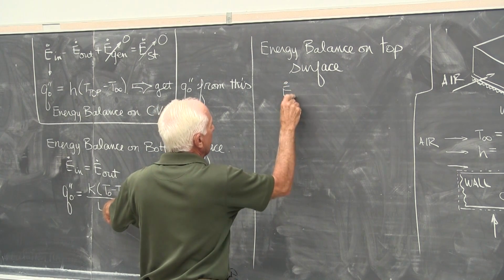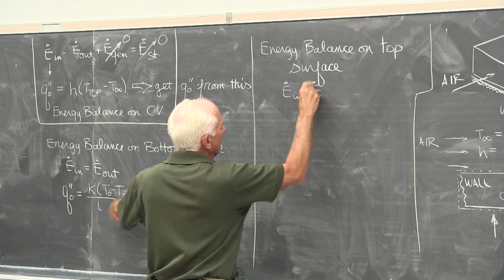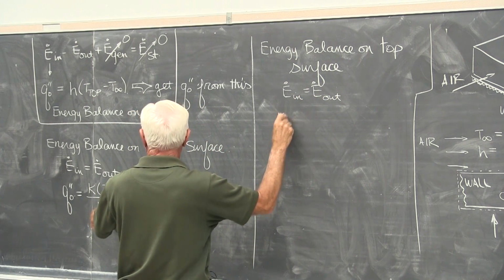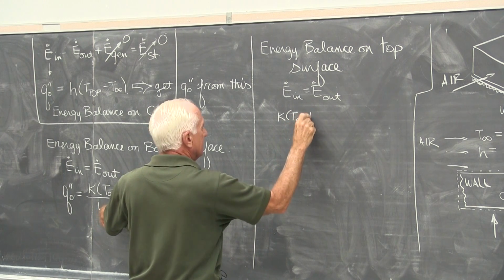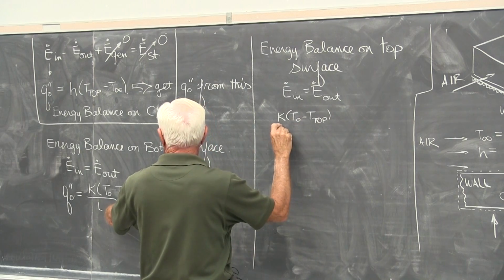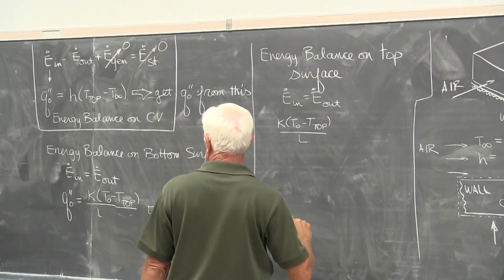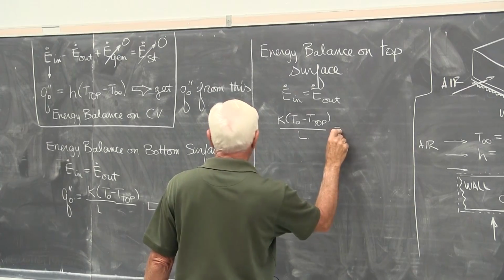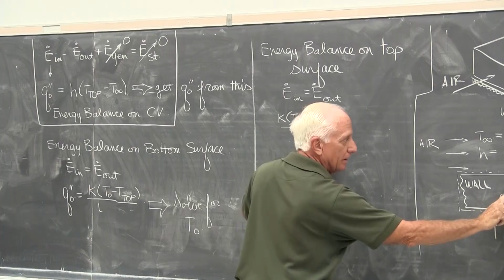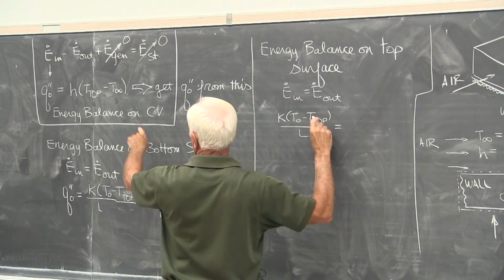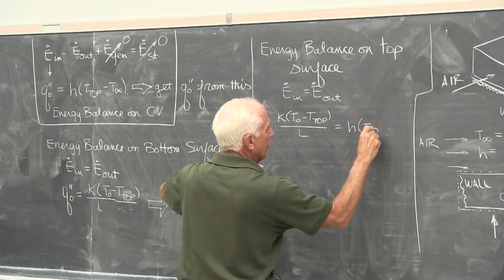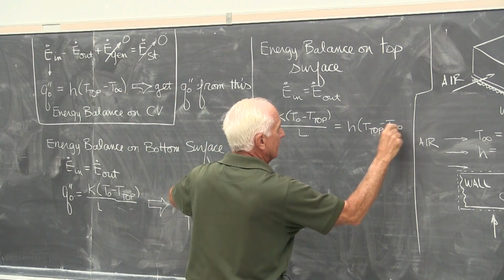E dot in equals E dot out. Conduction through the wall, K times T naught minus T top, divided by L. And that's equal to what goes out. Convection, that's right there. H times T top minus T infinity.